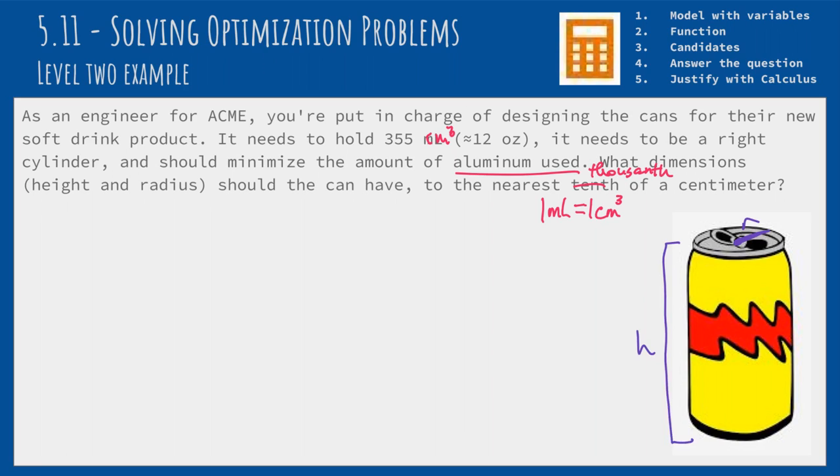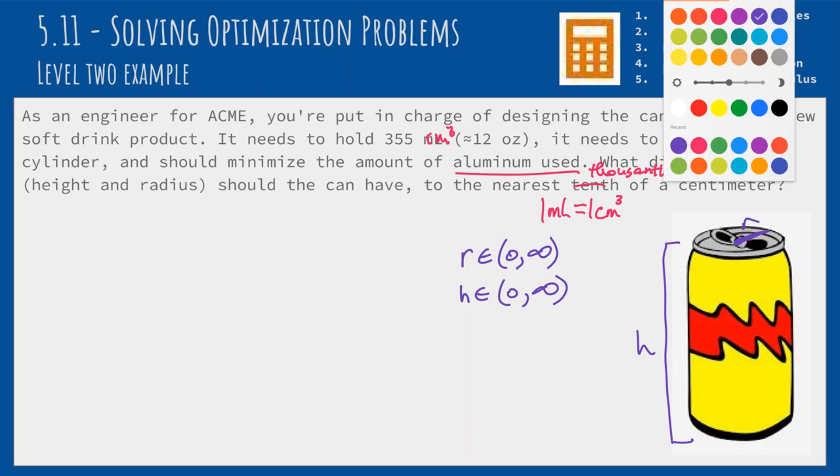And both of these are going to be variables that could range from 0 to really big numbers. So if the radius is really big, the height is going to be really small. On the other hand, if the height is really big, the radius is going to be really small. So the domains of each of these variables will be really any positive number.